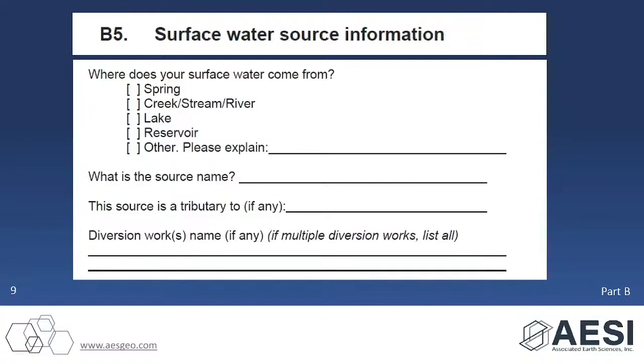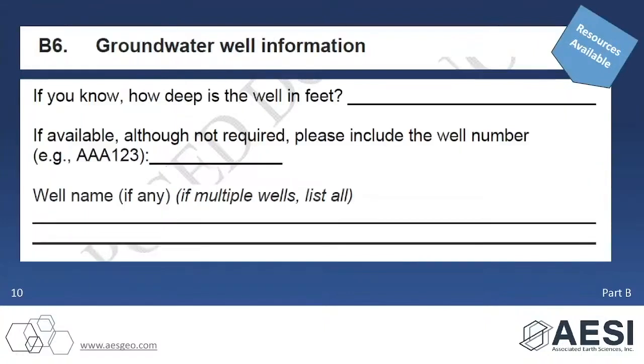They want to know what you call your diversion. Whatever you call it, they want to know that. And if you have more than one diversion or more than one well, you'll need to enter this information for each one. Then specifically for groundwater, do you know how deep your well is? Does it have an Ecology tag? And what do you call it? Do you call it Grandpa's well, Old Smith well? They want to know what you're calling it.